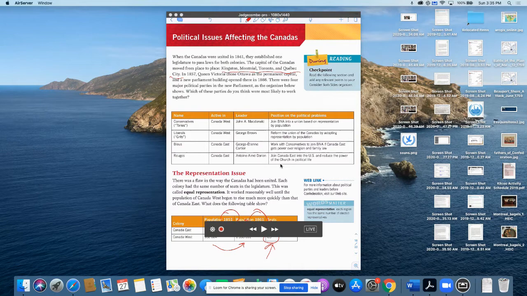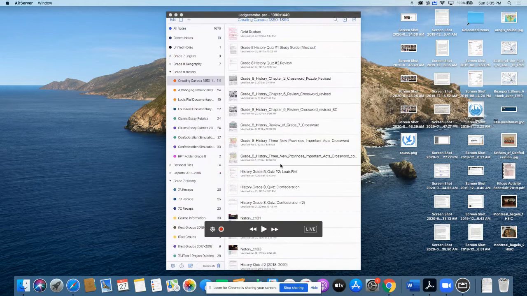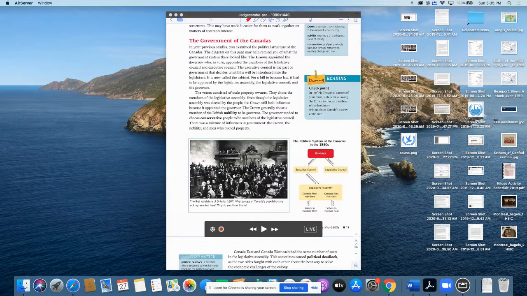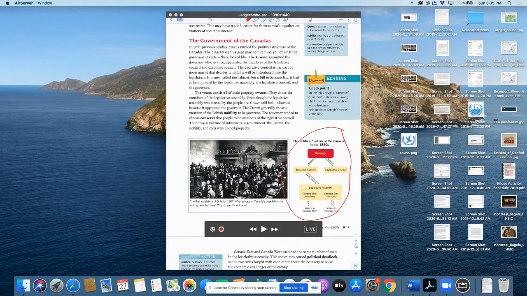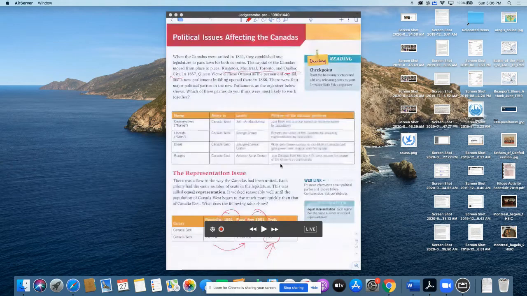I'm just going to go back to chapter one for a second. You might remember this chart that we set up. You can see, actually this is after the Constitution Act, but it's similar, but you can still see the Legislative Assembly, Canada West and Canada East. And it was exactly the same. Okay, back to chapter two.